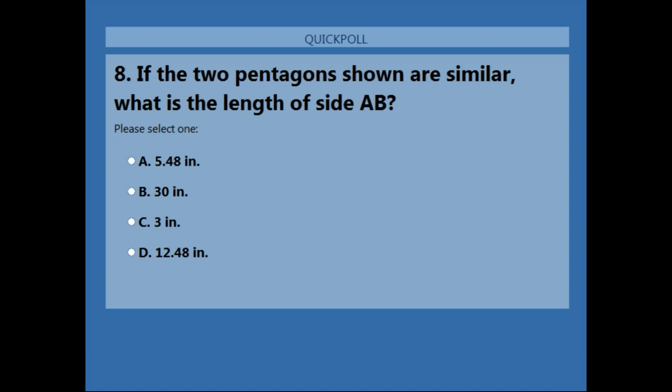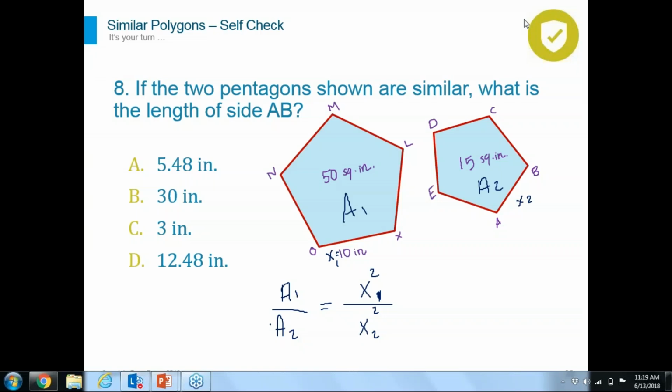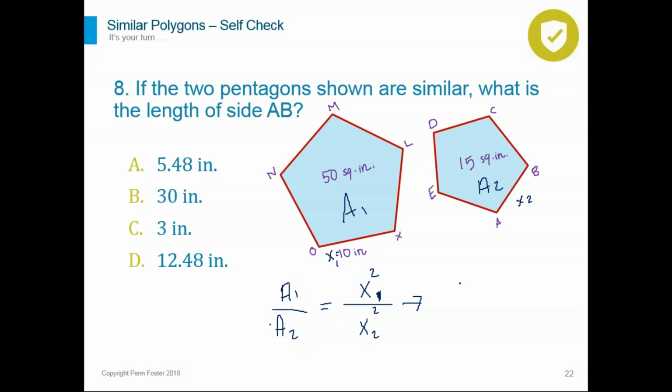Okay, let's do that together. So again, I'm going to fill in the blanks. Area 1 is 50. Area 2 is 15. They are similar, then the fractions are equal. Equals 10 squared. Since this is coming from the bigger polygon, then this value will come from the bigger polygon again, and that would be x2 squared. And that would mean that 50 over 15 equals 100 over x2 squared.